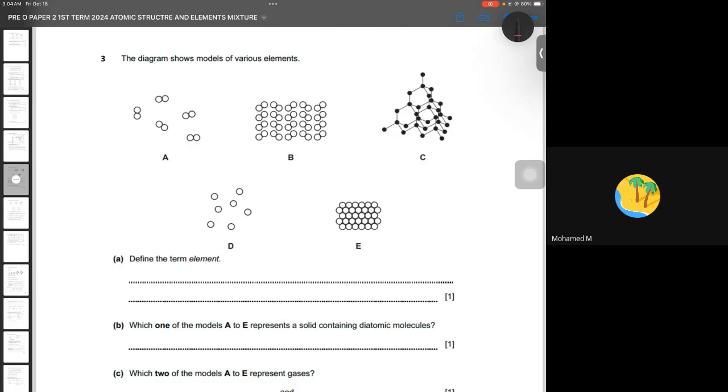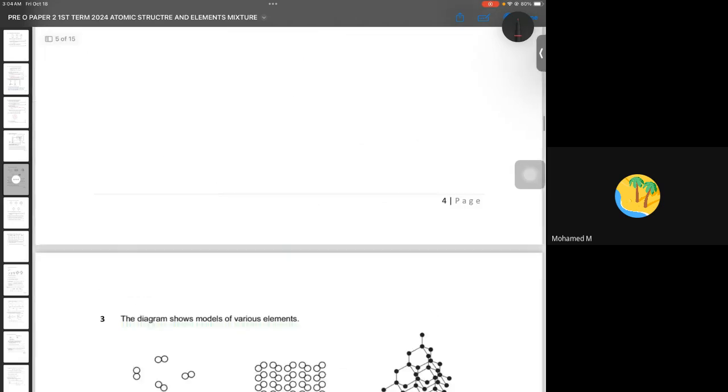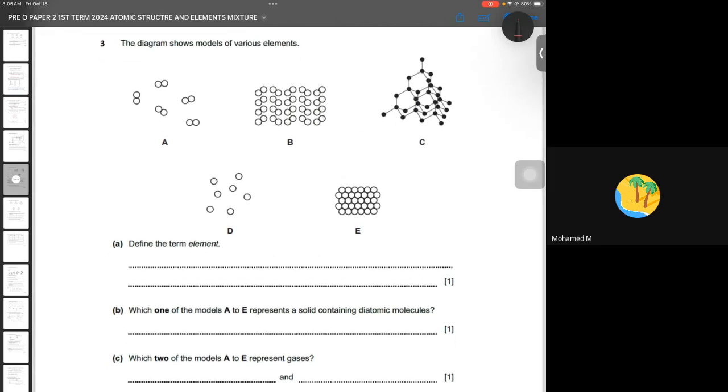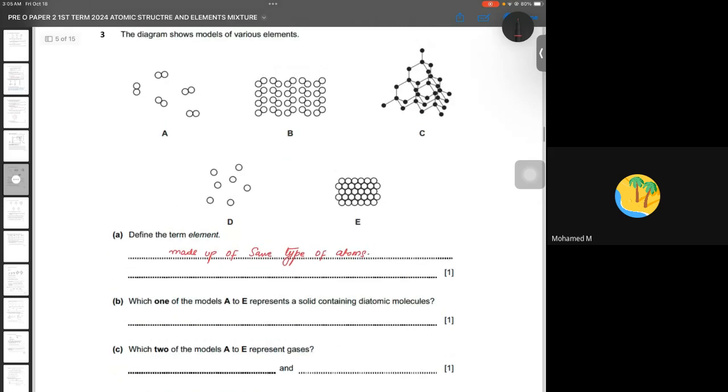Define the term element. An element is made up of the same type of atoms. Which one of the models A to E represents a solid containing diatomic molecules?